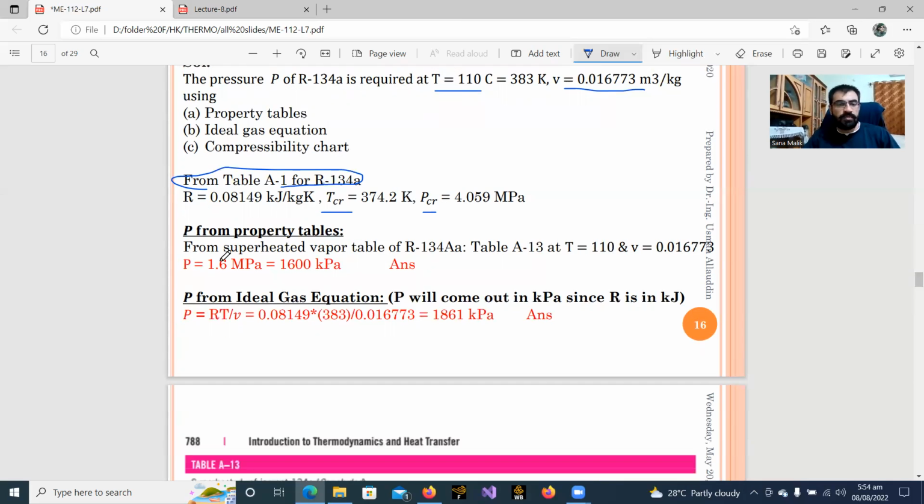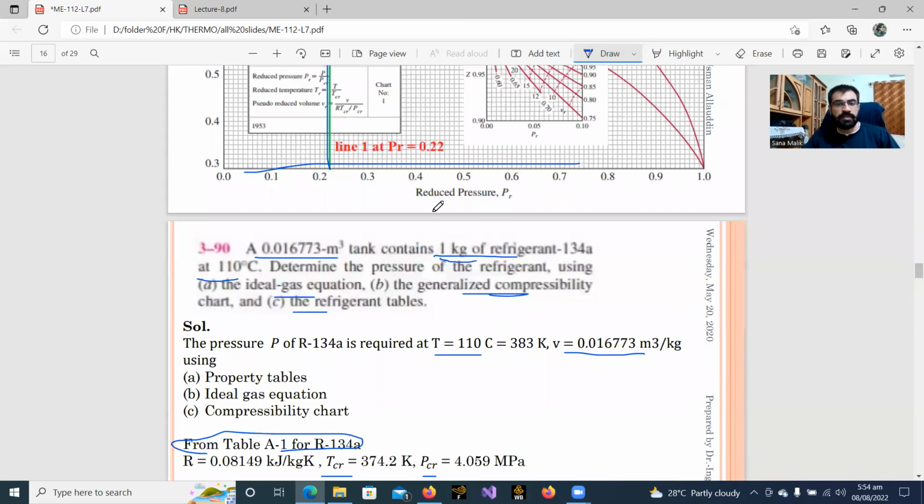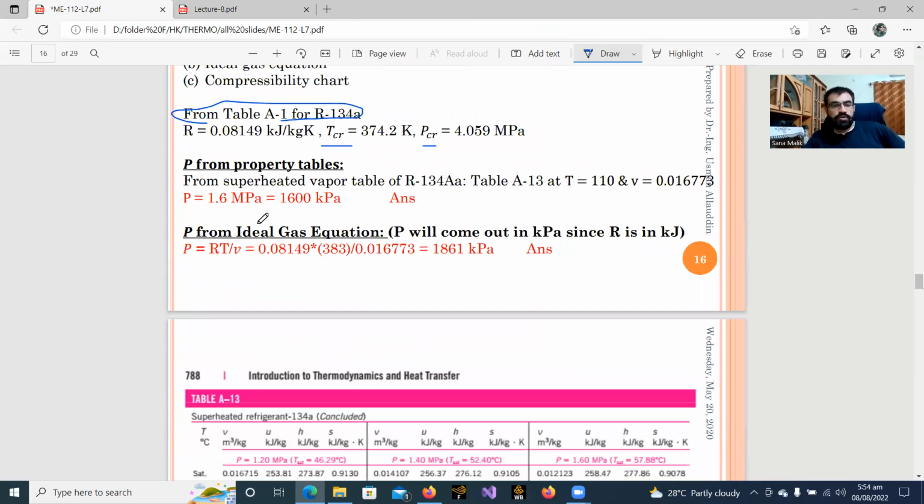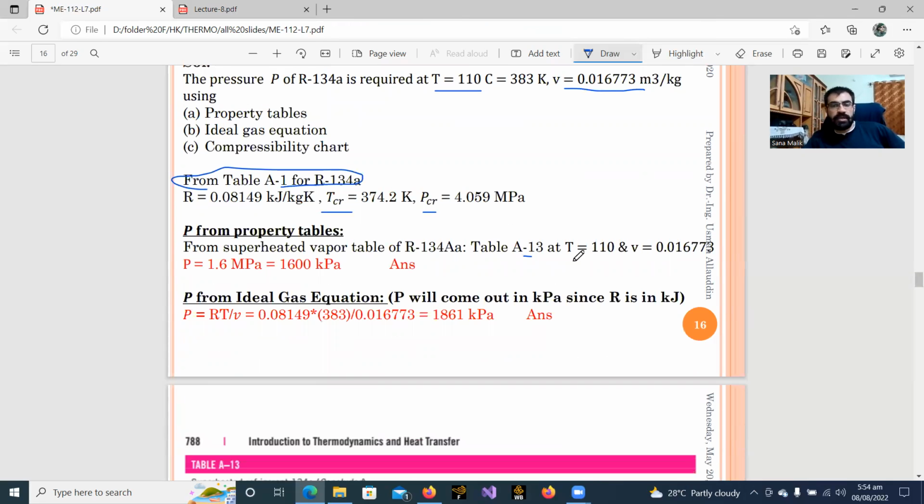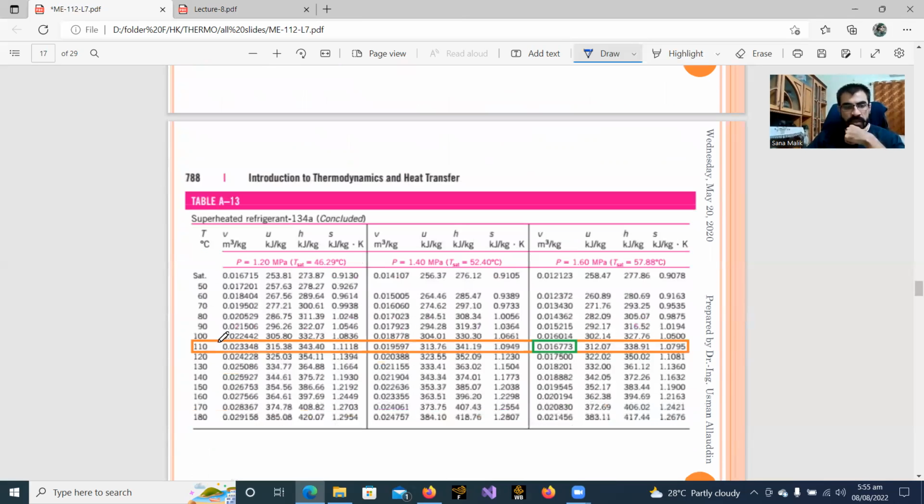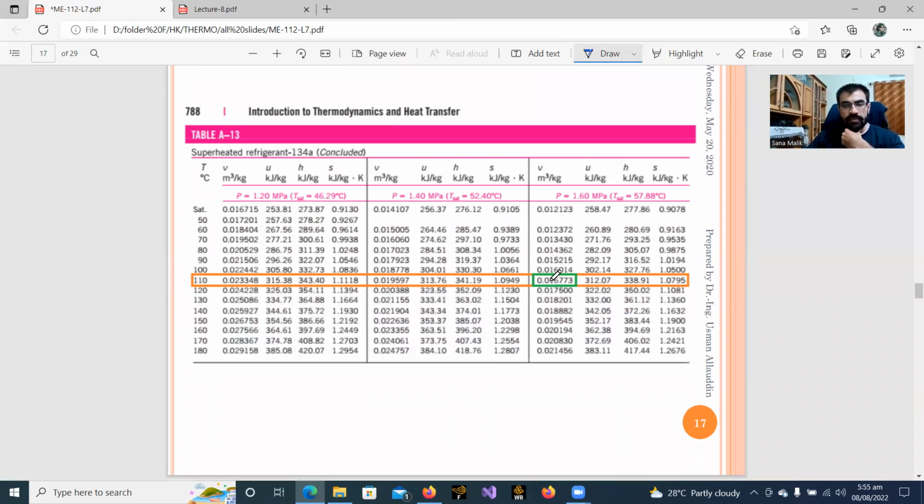So from the property tables, from superheated, as you can see, 110 degrees centigrade, and we go to the superheated A13. T is 110 degrees centigrade, and specific volume is given, so we find the pressure. From the ideal gas equation, P will come out in kilopascals, and R is in kilojoule per kg. So R is given, T is given, and specific volume we put from here. We'll find P. This will be the ideal P. Pressure, temperature was given, and specific volume was also given, and against that we found the pressure.